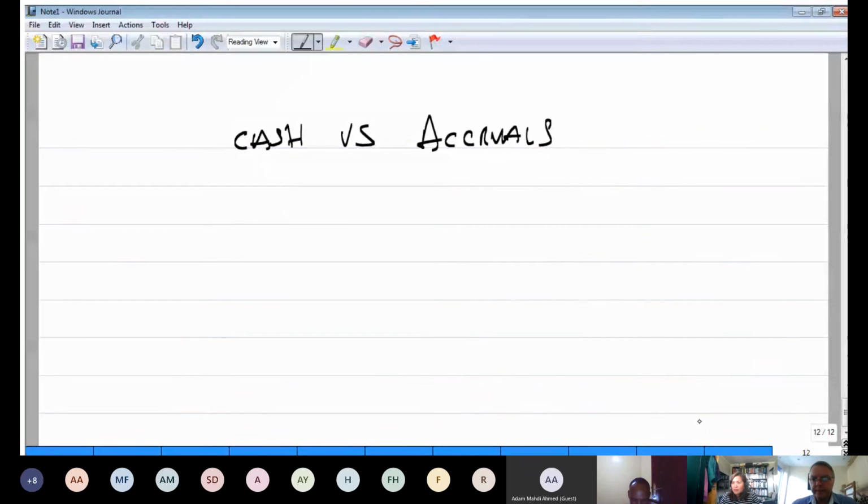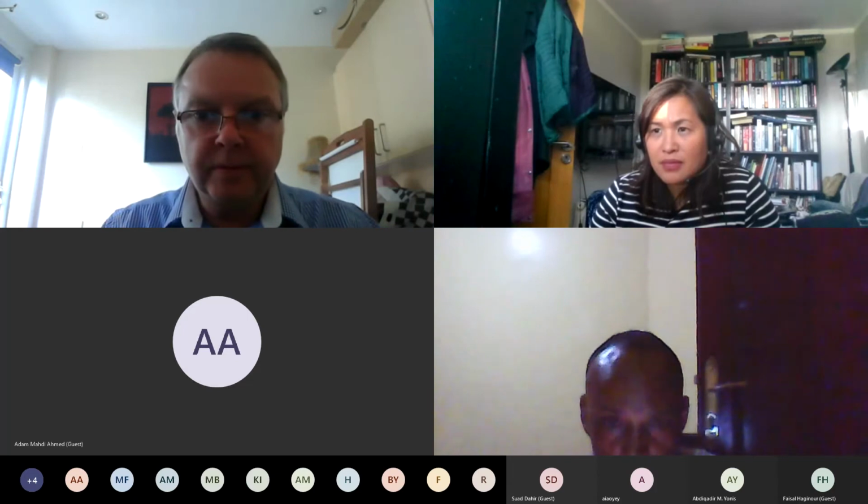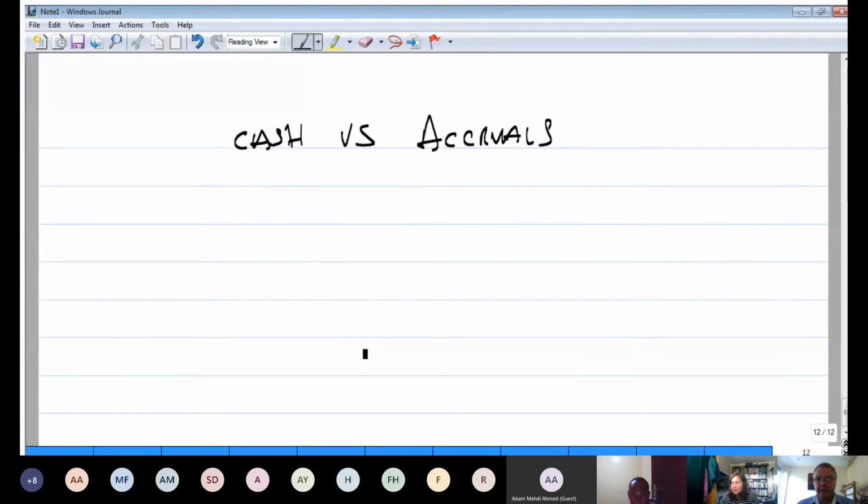Cash versus accruals. Right, so what we're going to do then is do some basic information and then have a little exercise together just to have a go.